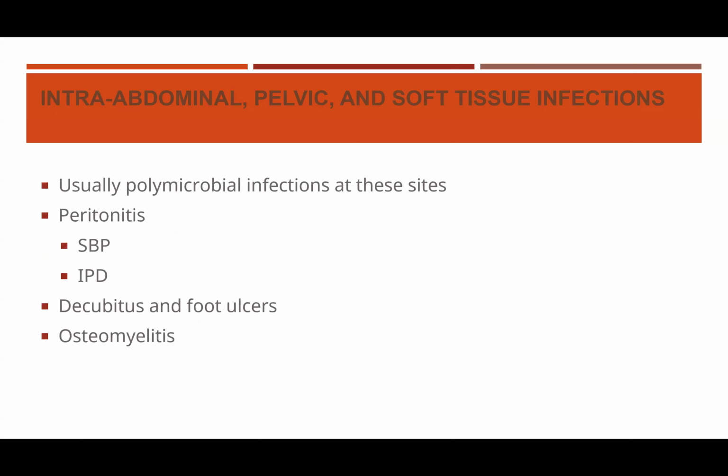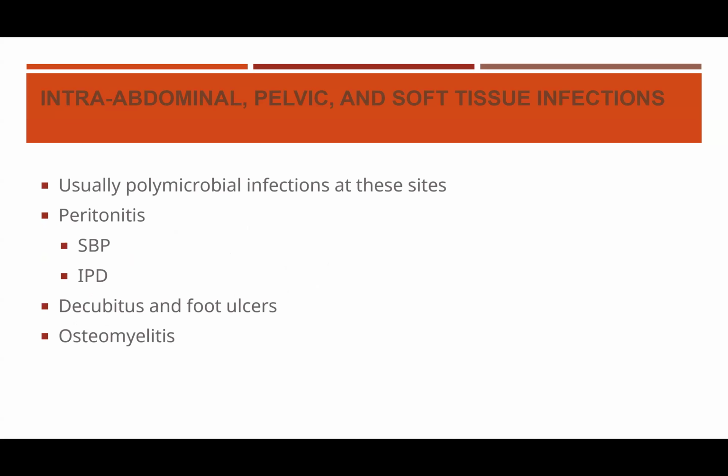In terms of intra-abdominal, pelvic, and soft tissue infections, they're often recovered from these sites, and they are almost always isolated as a component of a polymicrobial infection rather than monomicrobial infections at these sites. Obviously, if you have abscesses or soft tissue infections, drainage of the abscesses and debridement of the wounds are essential to address source control.